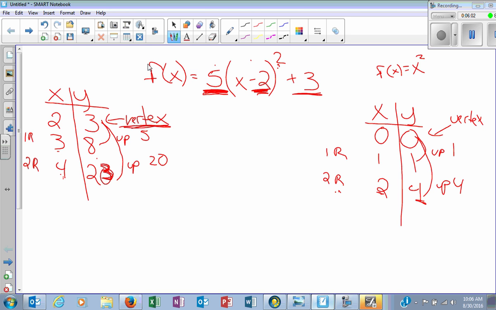Does everybody see what I'm talking about? Do you see how I went up 20? How much did I go up here? 1. How much did I go up here? How much did I go up here? How much did I go up here? Do you see a connection? What's 1 times 5? What's 4 times 5? How does that y affect?